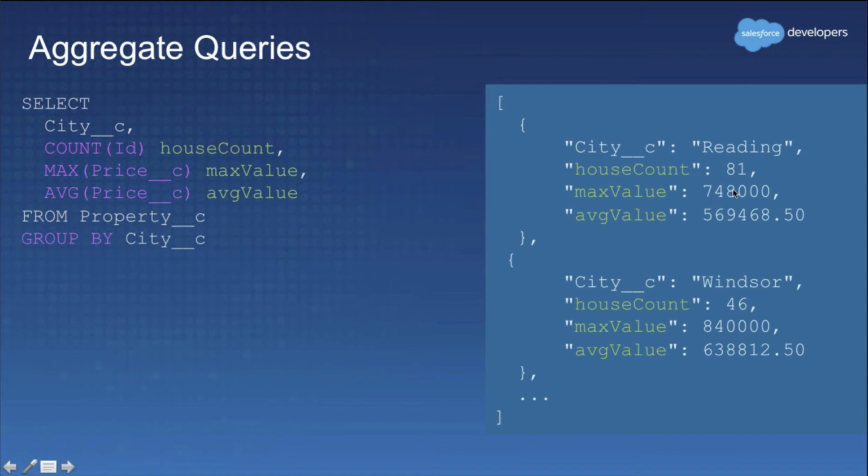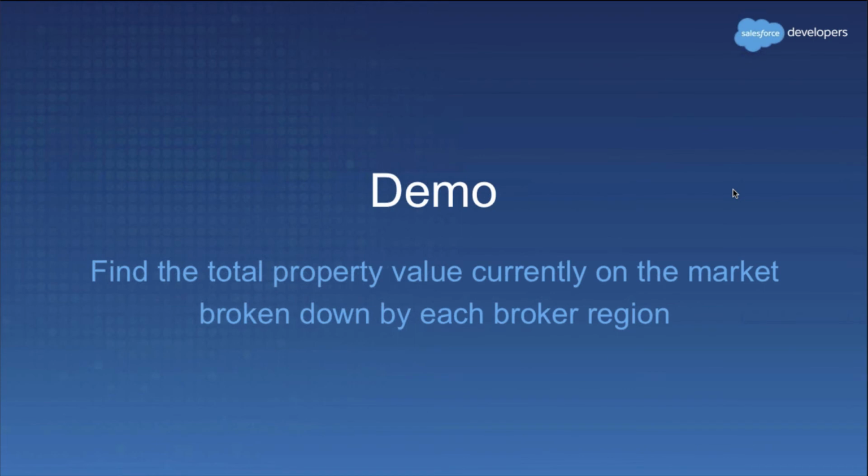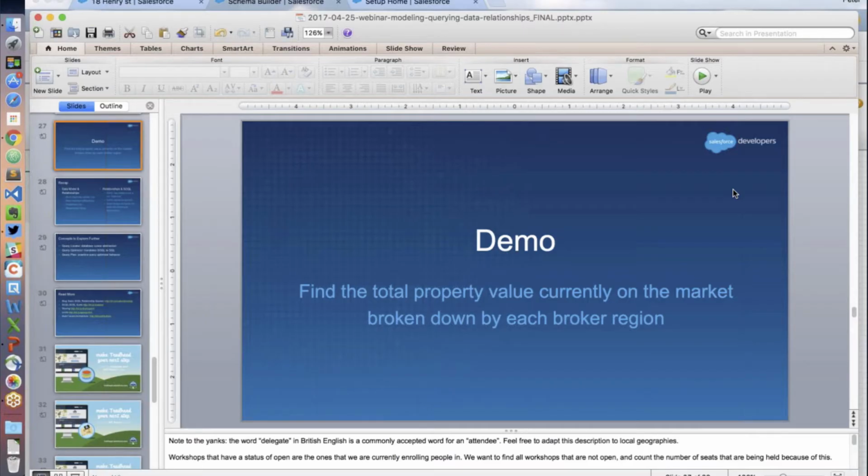But that sets us up to take a look at the demo I'm going to do. I want to show you how to build a query where we find the total property value on the market broken down by each broker region. Region is an attribute on the broker, but we want the property values. Hopefully that makes sense. Let's jump in and take a look at the demo.